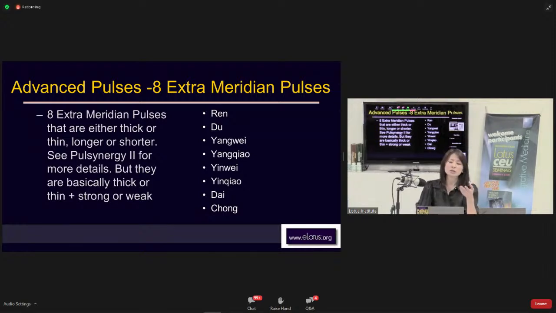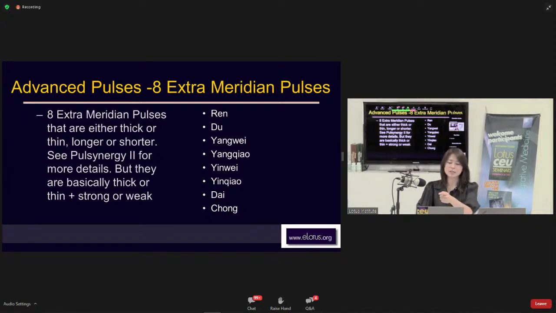Okay, so he also has these 8 extra meridian pulses, what's listed here. He could spend 2 hours talking about just this and describing these, but pretty much they just all mean thick or thin, strong or weak. You can break them all down like that. So don't worry about it too much, but just know there's such a thing. But it's also a terminology only.